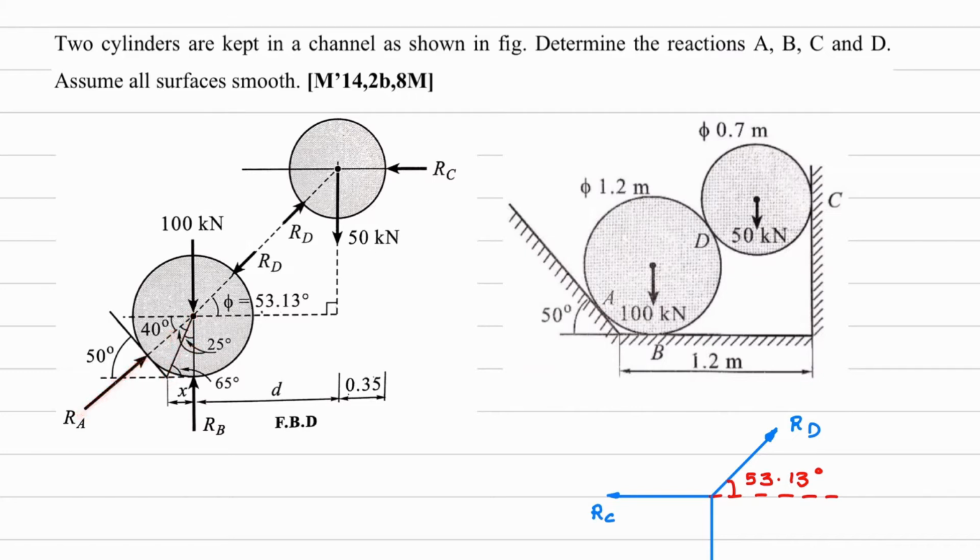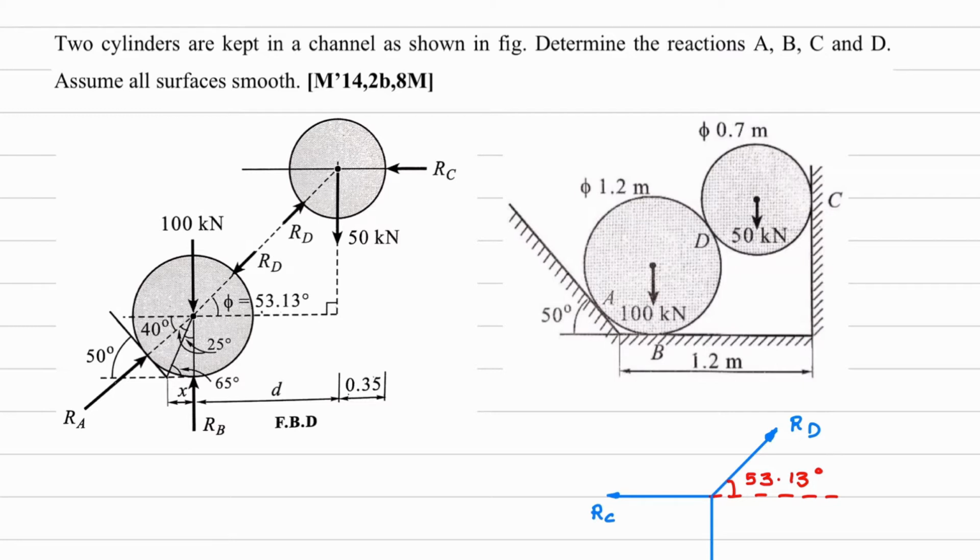Here we have point A, so here the reaction will be RA. So the RA reaction has been shown. Then the weight is acting in the downward direction, at the center of gravity. Point B is over here, so the normal reaction will be perpendicular to the surface. So this is RB. We don't have to calculate the RB angle and the 100 kilonewton angle because they are vertical.